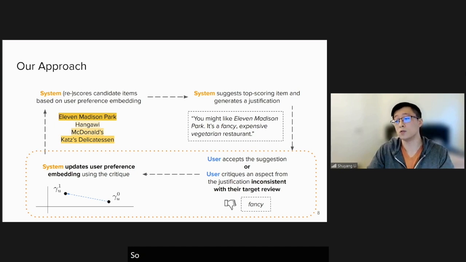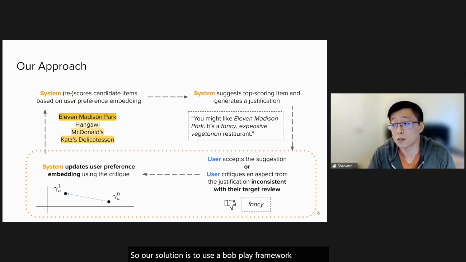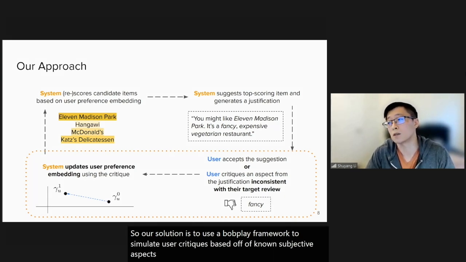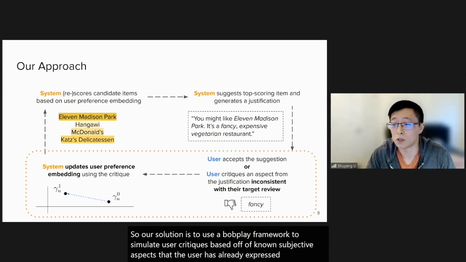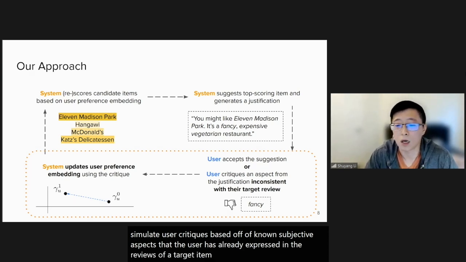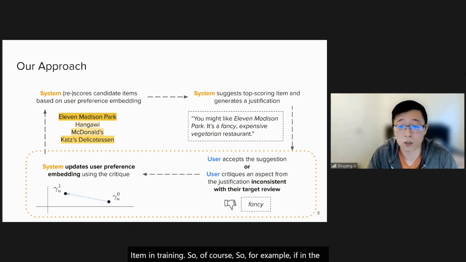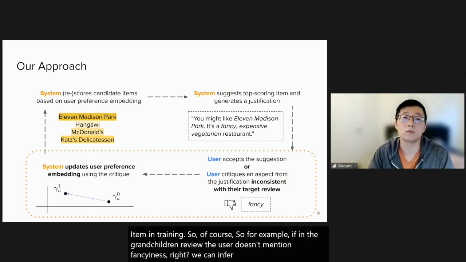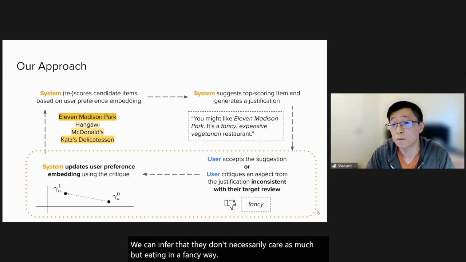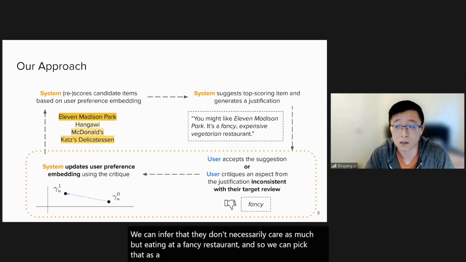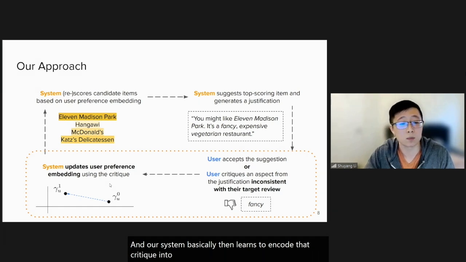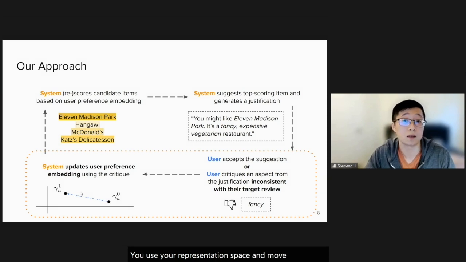Our solution is to use a bot play framework to simulate user critiques based off of known subjective aspects that the user has already expressed in their reviews of a target item in the training set, of course. So for example, if in their ground truth review, the user doesn't mention fanciness, right? We can infer that they don't necessarily care as much about eating at a fancy restaurant. So we can pick that as a simulated critique in this case. And our system basically then learns to encode that critique into the preference space, the latent user representation space, and move our understanding of the user's current preferences.